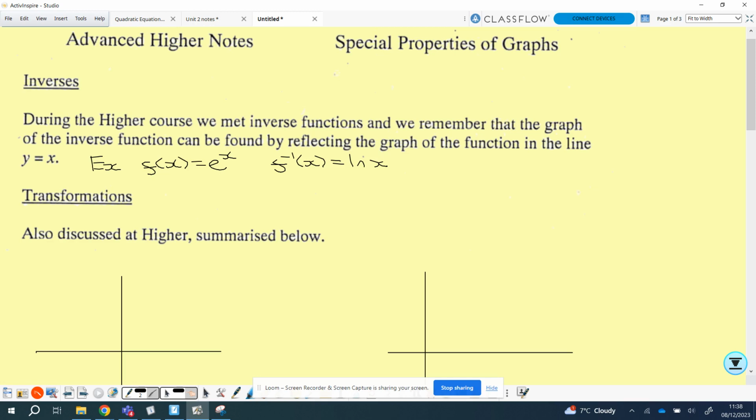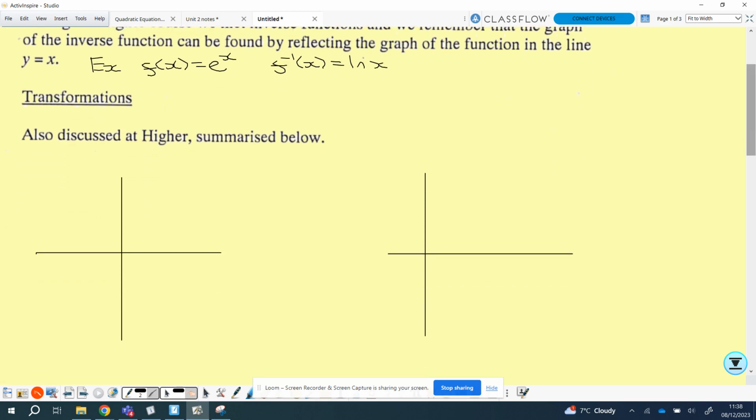However, we'll talk about some transformations just now. A lot of transformations will also be used this year, discussed at Higher. So the first one we're going to look at is the graph of k f of x. For example, let's say I've got a very basic graph, y equals x squared.